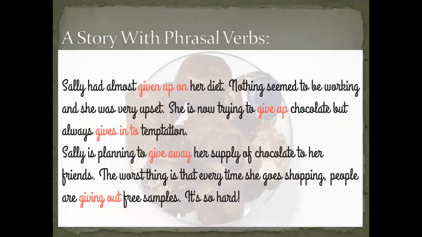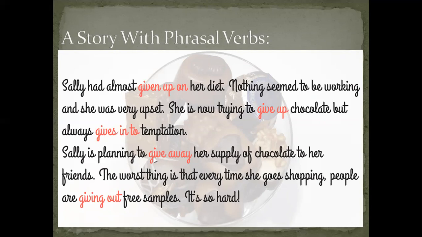Now, how to use phrasal verbs in writing? How to make our writing interesting with the use of phrasal verbs? This is one example. Sally had almost given up on her diet. First phrasal verb. Nothing seemed to be working, and she was very upset. She is now trying to give up chocolate, that is, to stop using chocolate, but always gives in to temptation. It means that it is something she cannot stop. It is something which always appeals to her.